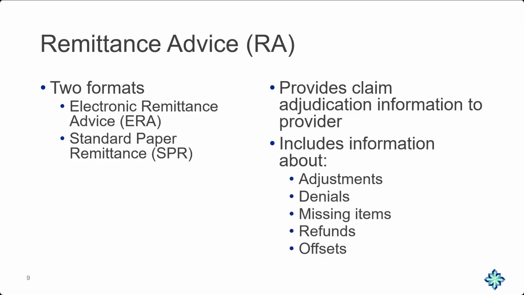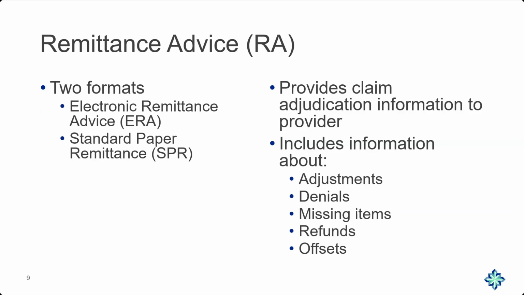advice. Some people call this the notice, some people call it simply the RA or the remit. There are two formats, the electronic remittance advice, or the ERA, and the standard paper remittance, and with few exceptions, most providers receive that electronic remittance advice. Now, the RA provides very important information to the provider about what happened during claims processing, whether the claim was rejected, whether it was actually adjudicated.